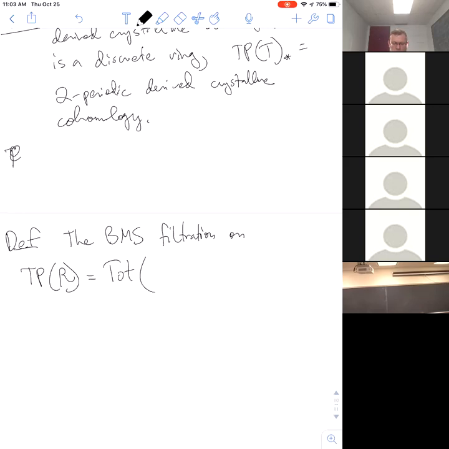So let's say F upper I of TP of R is the Tot of tau less than or equal to 2I of TP of S, mapping in two ways to tau less than or equal to 2I of TP of S tensor RS, and so on. So you're just looking at the Plotnikov filtrations of TP of the perfect ring S and of these regular semi-perfect rings given by relative tensor products of S over R. Also, because everything is in even degrees, the Plotnikov filtration is indexed by 2I instead of I, because everything is anyway in even degrees.